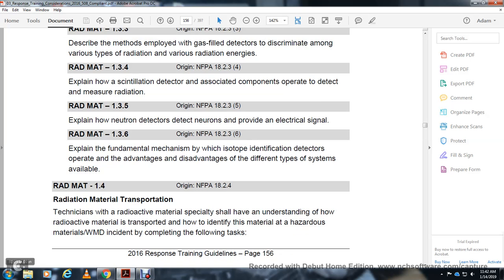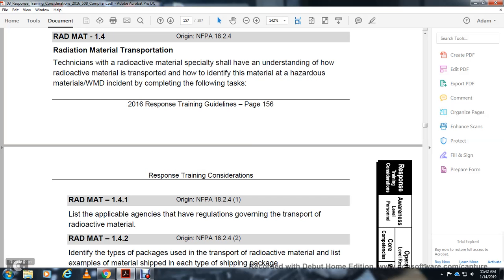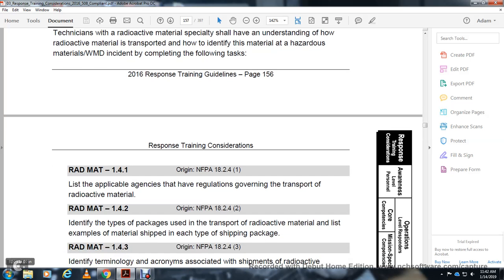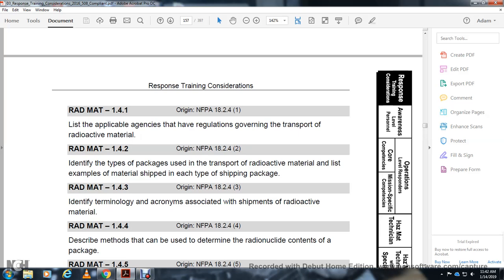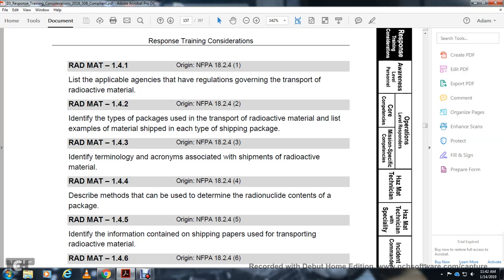Radioactive material transportation. The technician with the radioactive material specialty should understand how radioactive material is transported and how to identify the material, completing the following tasks. Identify the applicable agencies and regulations governing the transport of radioactive material, and the types of packages used for the transport of radioactive material. Give examples of the material shipped in each type of shipping package, and the terminology and acronyms associated with the shipping of radioactive material. Show the methods that can be used to determine the radionuclide contents of the package, and identify the information contained in the shipping papers.